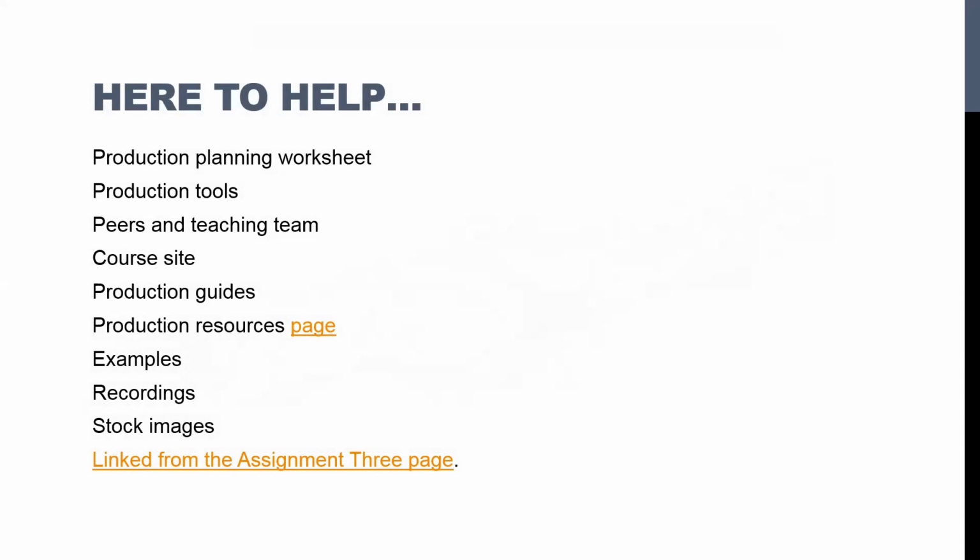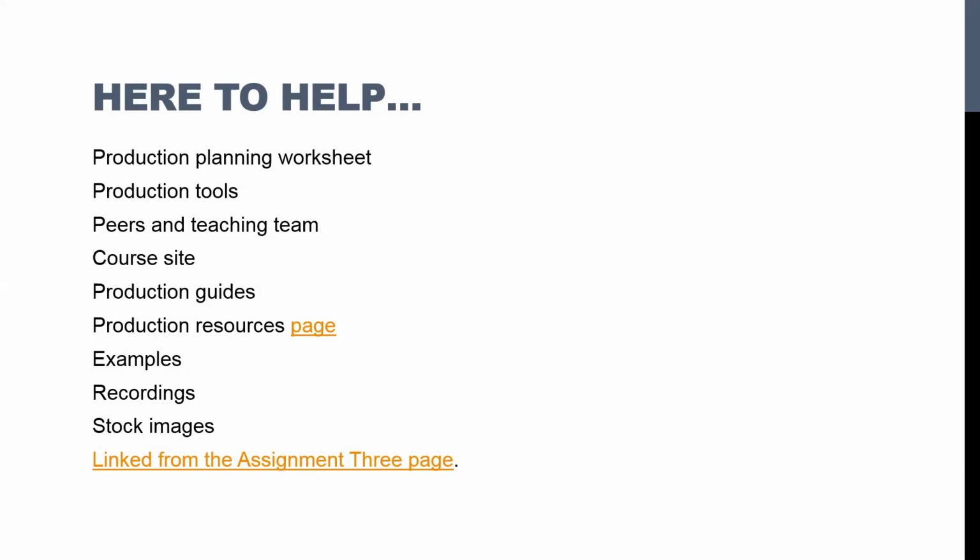So, things that can be helpful for you. The production planning worksheet, which we'll go through this week in the online tutorials, and this is a key learning outcome for this week because it will help keep you on track with your work. Then production tools, so things like Adobe Creative Cloud and the software there. Your peers and the teaching team. You'll find that there's a lot of valuable knowledge within this course and the people that both teach and take the course. So make the most of those opportunities for connection and support.